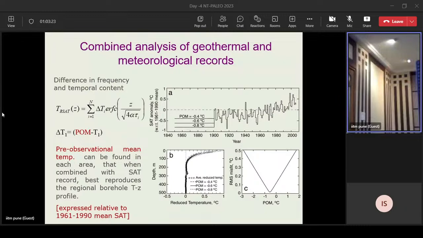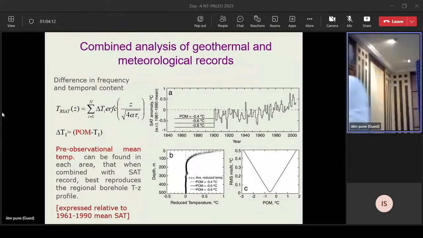Suppose this is the surface air temperature record. One of the most common ways of doing it is to break it up into n number of events, n number of temperature differences. So T1 minus T2, T2 minus T3, T3 minus T4, each for different years. But what happens for the first one? You don't know what was before. Suppose this is T1, you don't know what T0 was. So we call it a pre-observational mean.